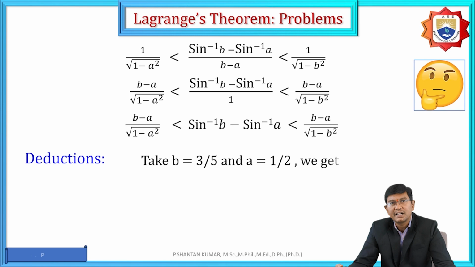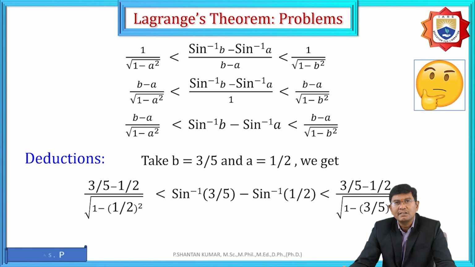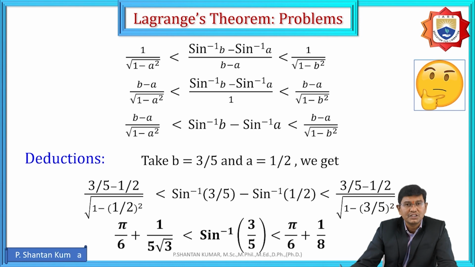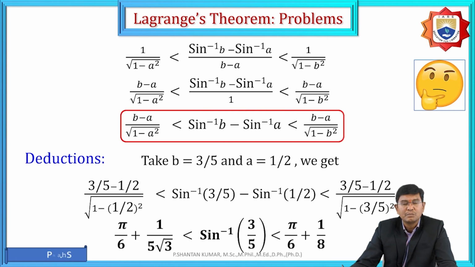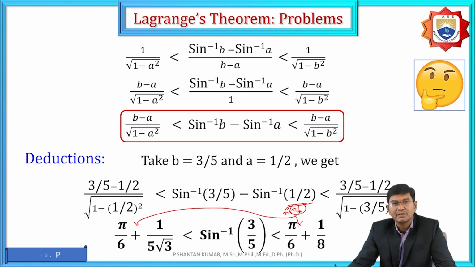And after that we need to understand how to reduce the problem. That means by taking b equal to 3 by 5 and a equal to 1, sin inverse of 1 by 2. As you know, sin inverse of 1 by 2 is nothing but pi by 6, because sin inverse of sin theta is nothing but theta. Here it is pi by 6 and the right side is also pi by 6.